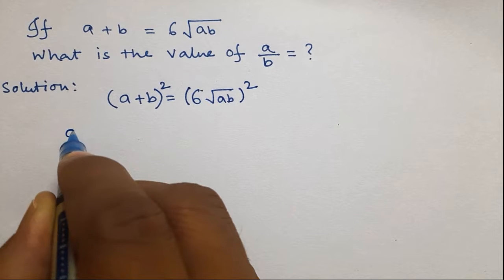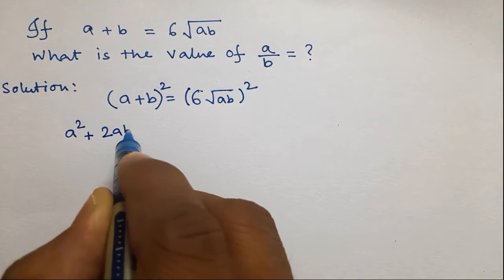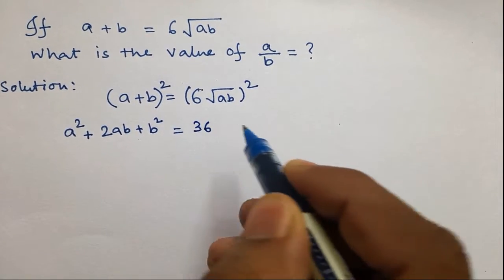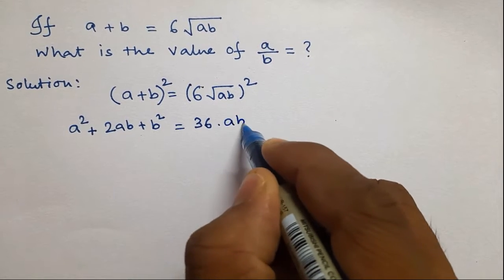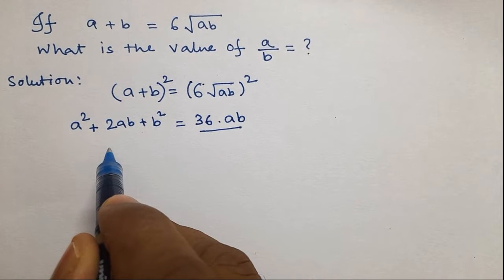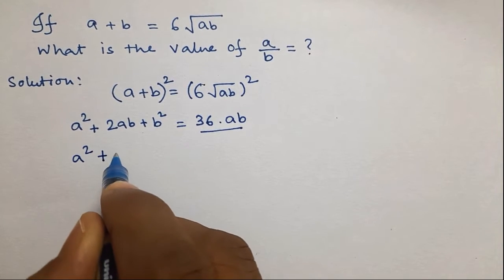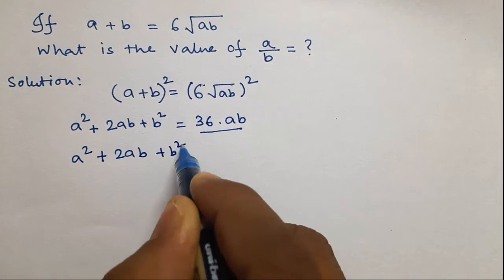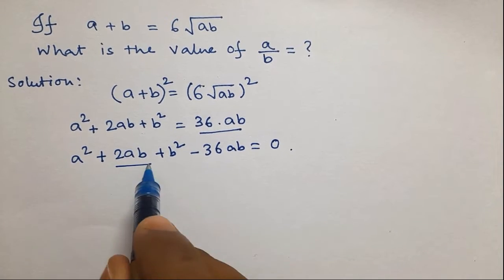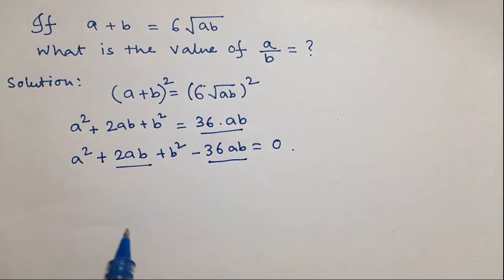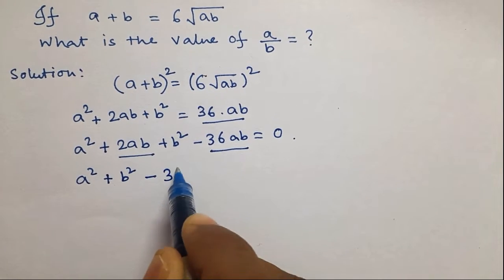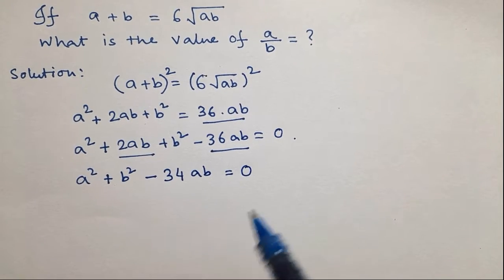A plus b whole square, which is nothing but a square plus 2ab plus b square, is equal to, this 6 will be squared to 36 and this root over ab will be squared to ab. So if we move this 36ab to the left side of the equation, then it becomes a square plus 2ab plus b square minus 36ab is equal to 0. Now this 2ab and this minus 36ab will give a square plus b square minus 34ab, that will be equal to 0.